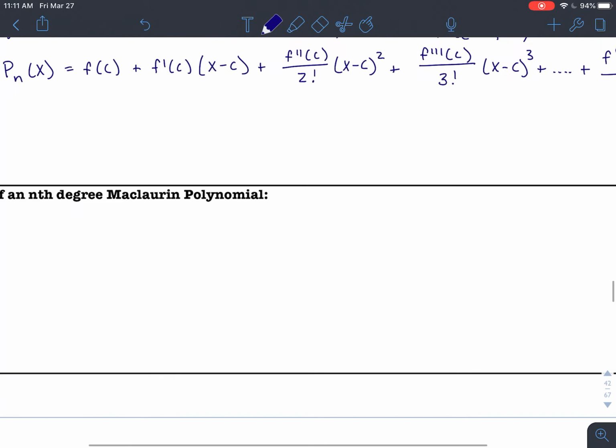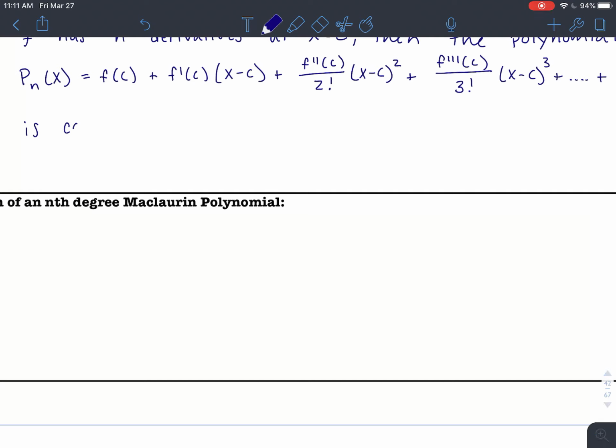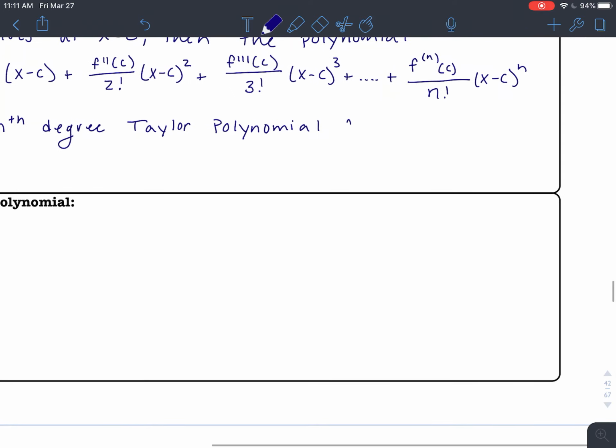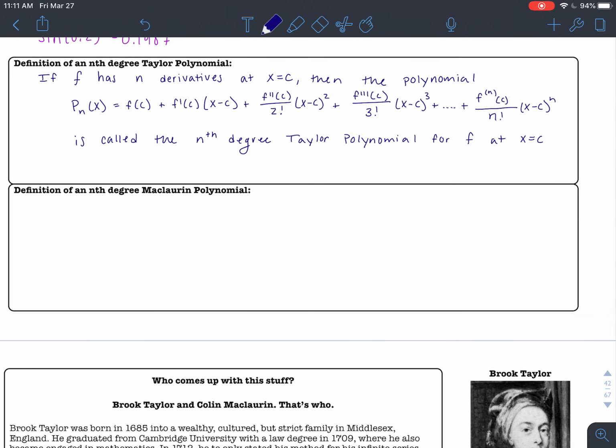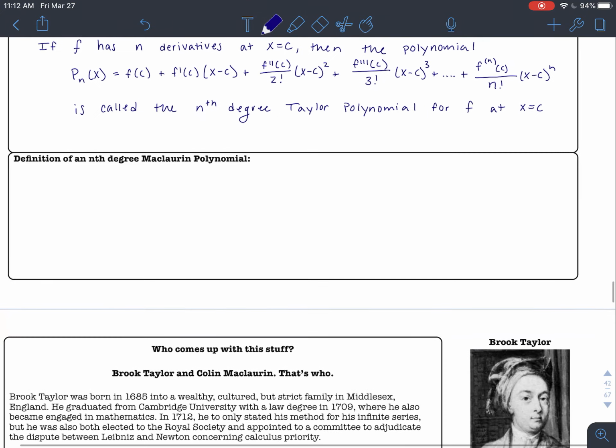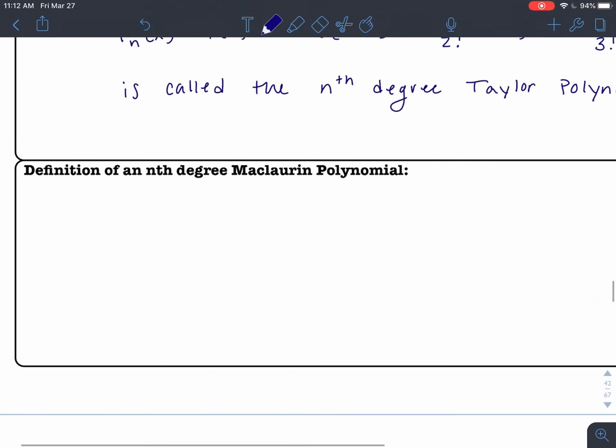Remember, we use that parenthesis around the exponent on f to indicate that's the nth derivative, over n factorial times x minus c raised to the nth power. That's called the nth degree Taylor polynomial. So it's called the nth degree Taylor polynomial for that particular function f at x equaling c, which we call the center of the polynomial. That's your center of approximation.